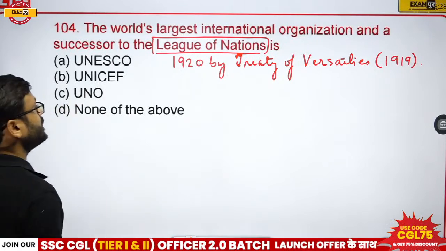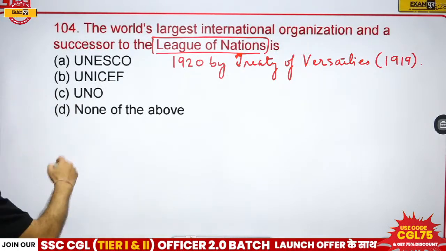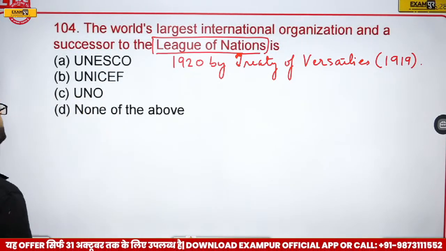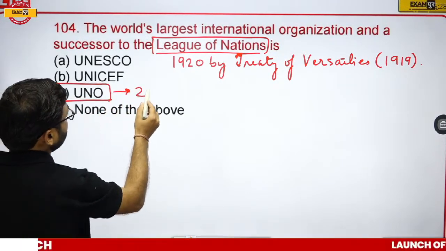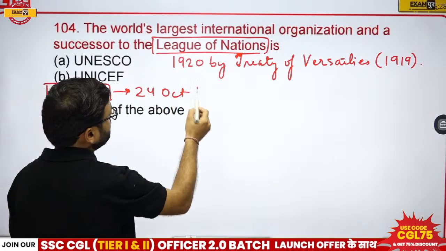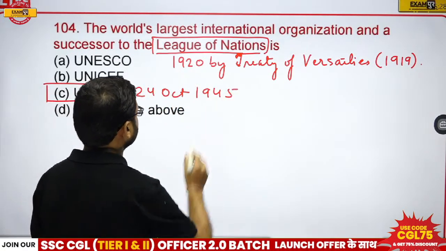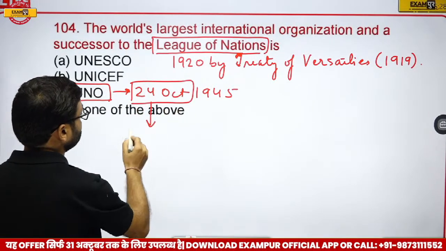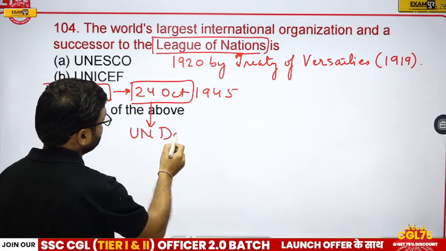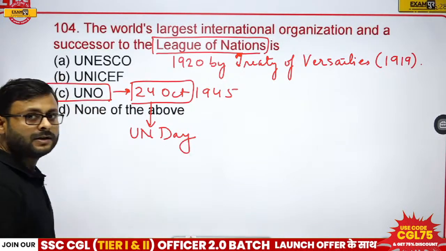So what will be the correct answer for this question? The successor of the League of Nations is UNO, and it was founded on 24th October 1945. On the same day, 24th October, we celebrate UN Day every year.